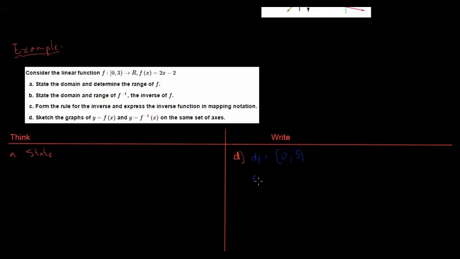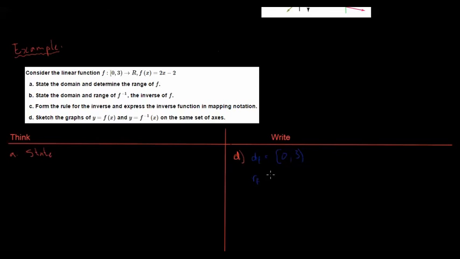The range of f, we need to try and substitute some points in. To find out the range, we can't just read it out. That's the codomain, the values of y that we can put into the function, not the values of y that end up being on the graph.